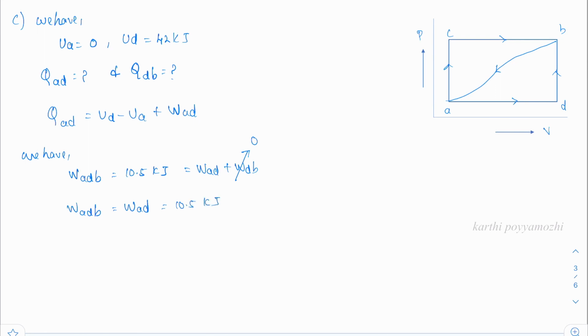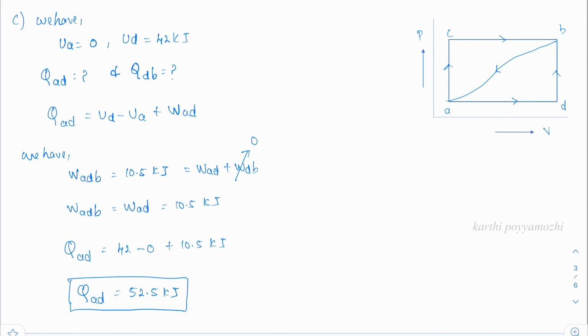Now we can substitute the value of work done on the path AD in this equation and find the value of QAD. The heat transfer along the path AD will be equal to 42 minus 0 plus 10.5 kilojoule, which is 52.5 kilojoule. So we have found the value of Q of AD, which is 52.5 kilojoule.